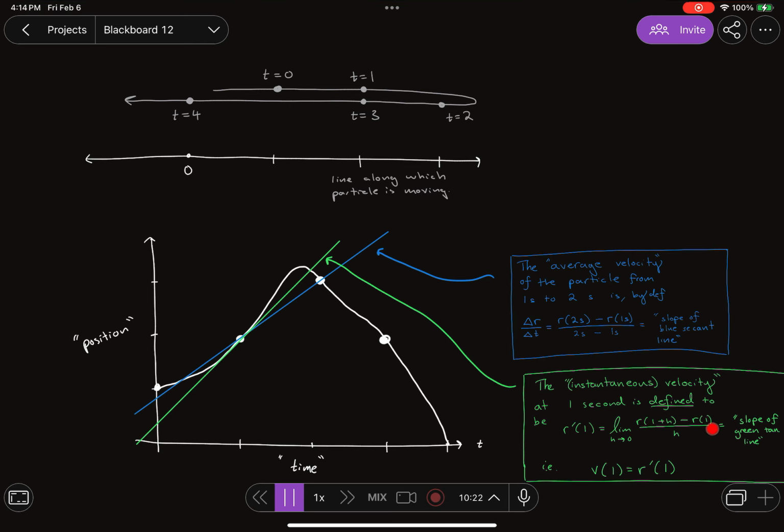I have the green tangent line right here. Notice that this green tangent line perfectly grazes the position curve right here. This is our position curve. The slope of that green line tells us how fast the particle was going, or how quickly the position was changing at that moment in time of 1 second, okay? And this is really the core idea. That is, by definition, by the way, instantaneous velocity.